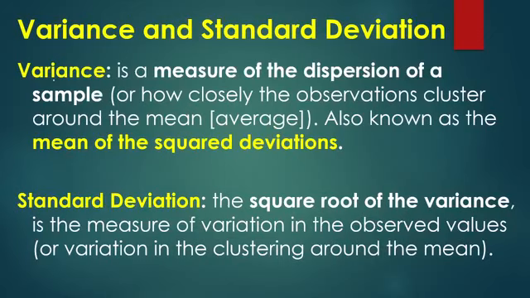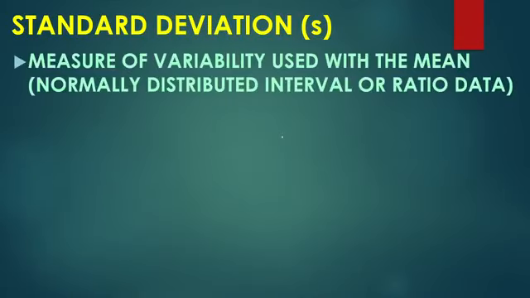So meaning, we need to solve the variance first, after which, get its square root, then that is the standard deviation. Now, this is a measure of variation in the observed values, or variation in the clustering around the mean. So, kining duha is nag-cluster around the mean. It focuses on the mean. Okay? Now, let's continue. This will be another definition.